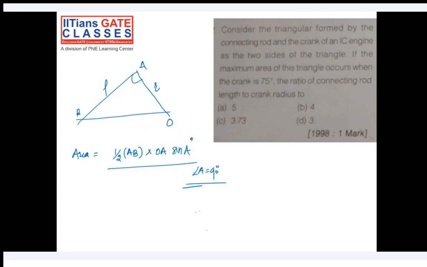So from this, now consider the complete triangle OAB, and it's a right-angle triangle as we have defined. Tan of 75 degrees, because they have given 75 degrees and this is 90 degrees, is perpendicular divided by base. Perpendicular is L, that is the connecting rod, by base OA, which is R, so L by R, and it is 3.73. Tan of 75 is 3.73. That's why option C is correct in this case. Okay, I'll go to the next question now.